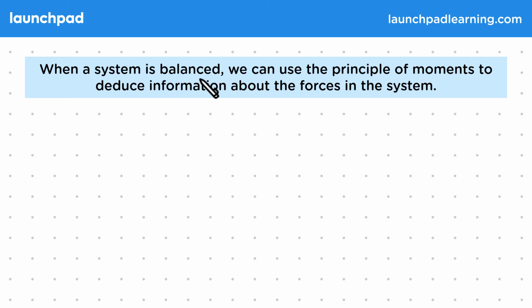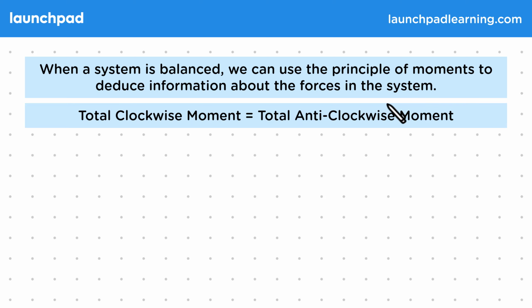When a system is balanced, we can use the principle of moments to deduce information about the forces in the system. The principle of moments says that a system is balanced when the total clockwise moment is the same as the total anticlockwise moment. And as an equation that can be written, total clockwise moment is equal to total anticlockwise moment.